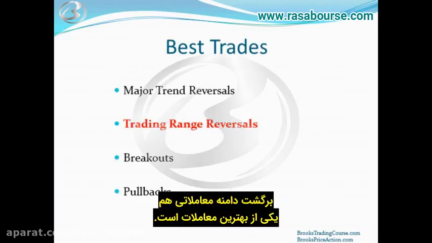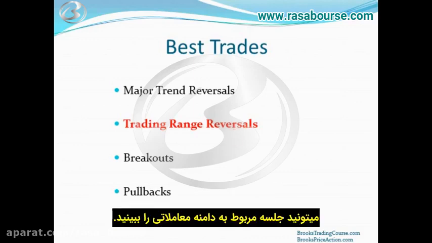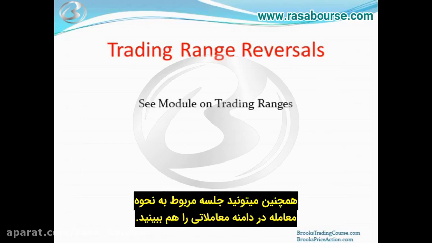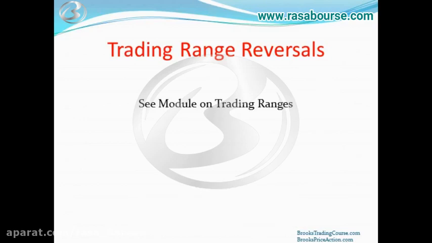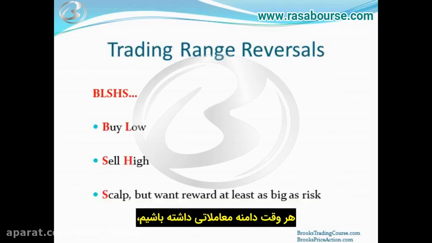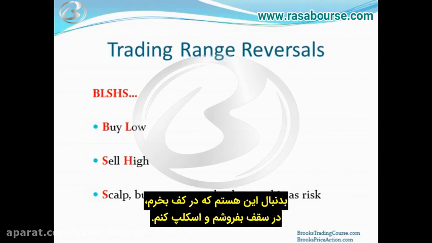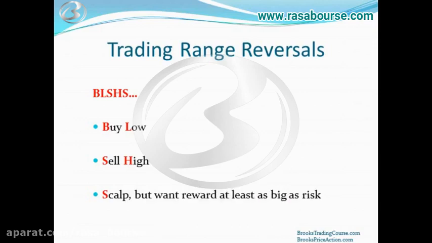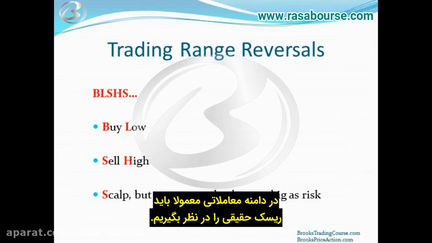Next, trading range reversals. They also can be best trades. You can see the modules on trading ranges and on trading inside of trading ranges. Whenever there's a trading range, I'm looking to buy low, sell high, and scalp. But I always try to get a reward at least as big as my risk. Which risk, actual or initial? Usually, in a trading range, usually the actual risk.